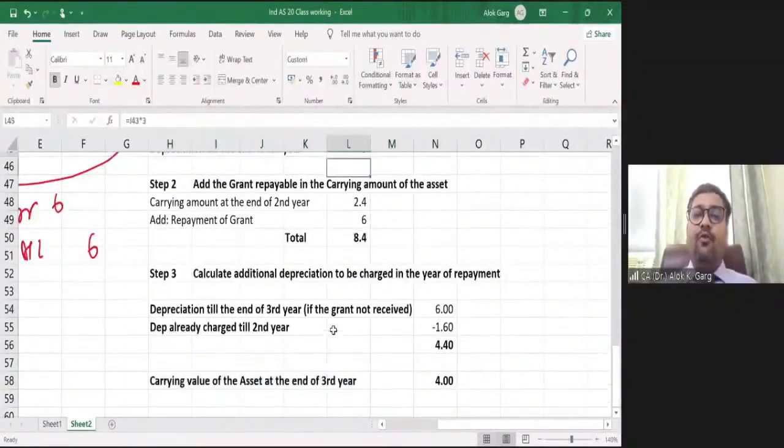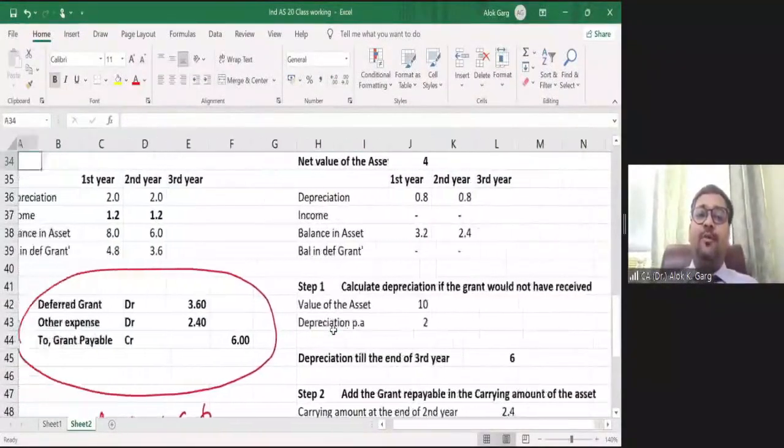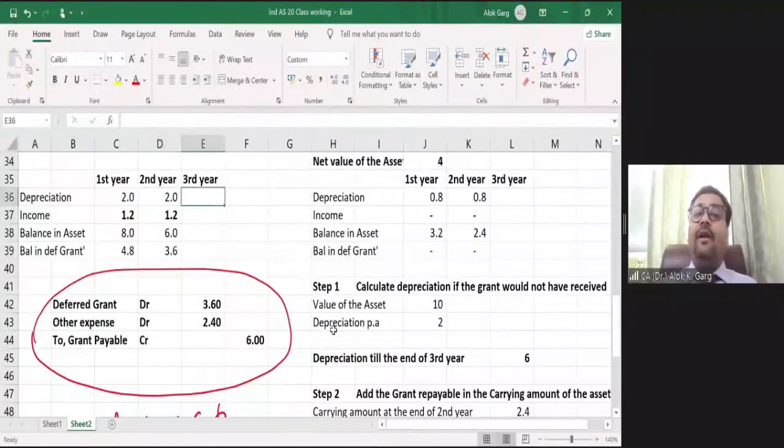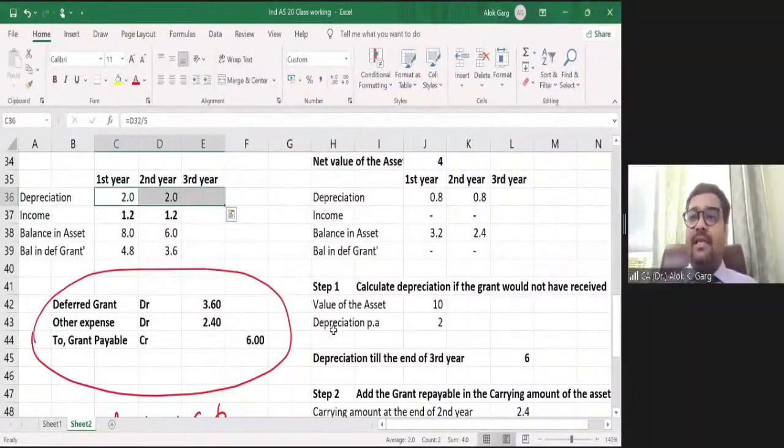Sir, if we go by the gross approach, even in the gross approach, the carrying value at the end of the third year was how much? If 2 lakh depreciation has to be charged every year, so 10 minus 6, 4 lakh carrying value would be there.